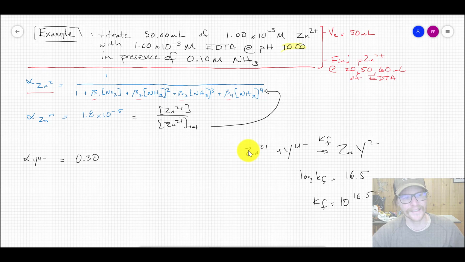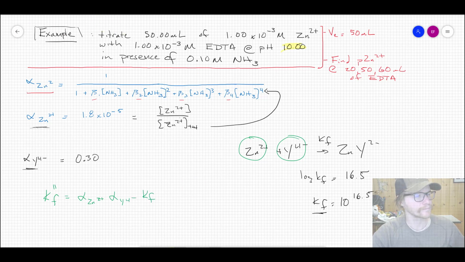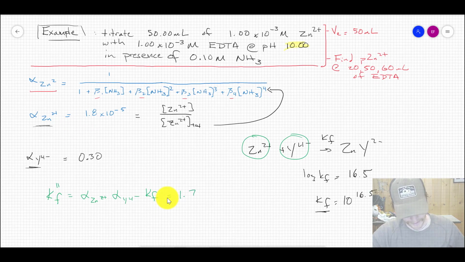So last step here then is to modify our Kf for the fractions of zinc that are actually present and the fractions of Y4 minus that are actually present in the system, considering that this Kf is referring to those two species. So we're going to modify each of those species into the equilibrium formation constant by computing the sort of double conditional, which would then be the alpha zinc times the alpha Y4 minus times the original Kf. And that gives us a value of 1.7 times 10 to the 11.